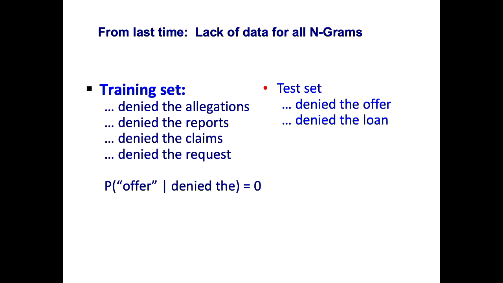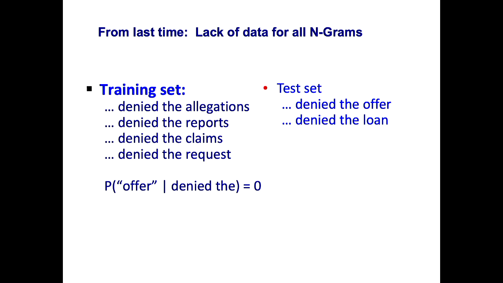But the huge problem is lack of data. You don't have all the n-grams. So, for example, in your training set, this is not a problem with generation. I want to emphasize, when you generate sentences based on an n-gram model, you use the data you have, and you generate sentences based on the patterns that you see. And you're generating a sentence and you get denied the, and you're trying to figure out what the next word is. You look up all of the trigrams in the set, and there's no test set in this case, and you would rank allegations, reports, claims, and requests in terms of their probability.